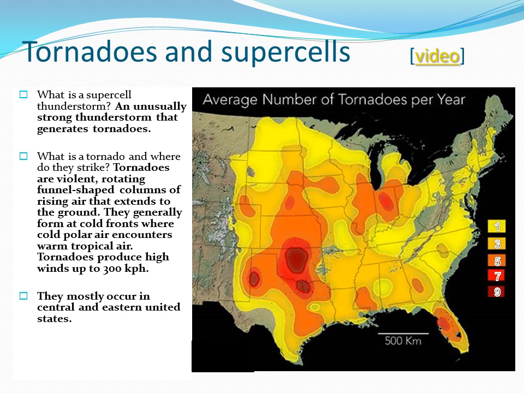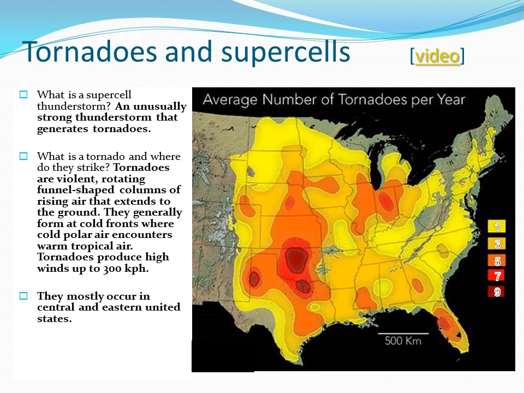Tornadoes and supercells. So what is a supercell? A supercell is an unusually strong thunderstorm that generates tornadoes. Now, it doesn't always generate tornadoes. You can have a supercell thunderstorm without any tornadoes. But that is the type of storm that will generate tornadoes.